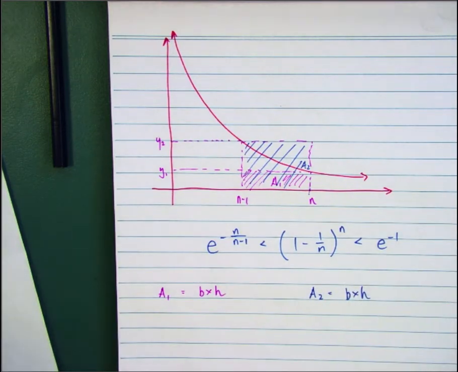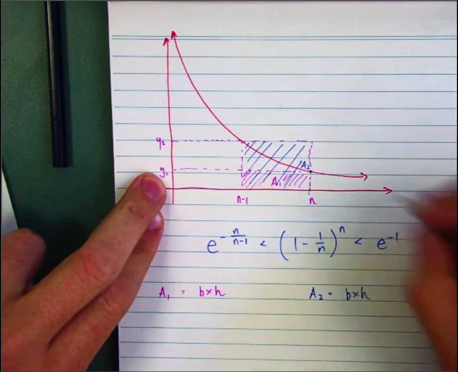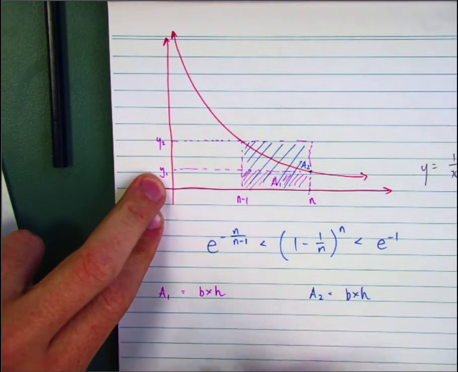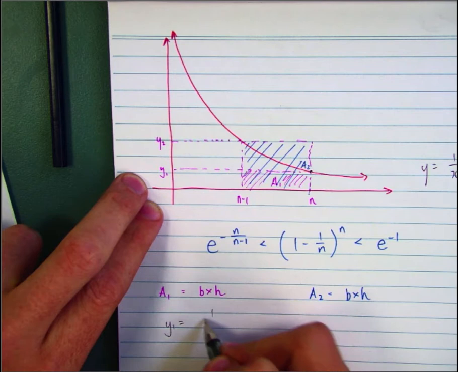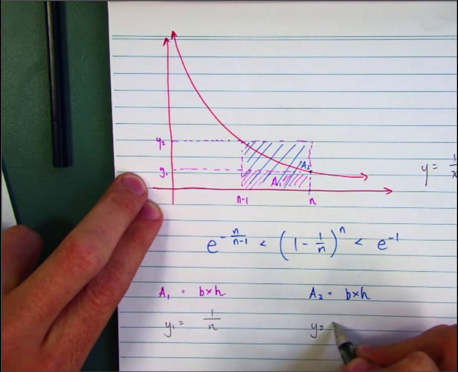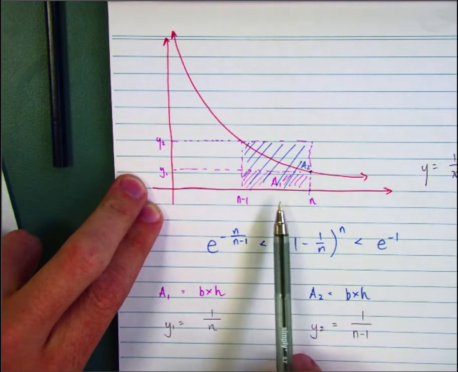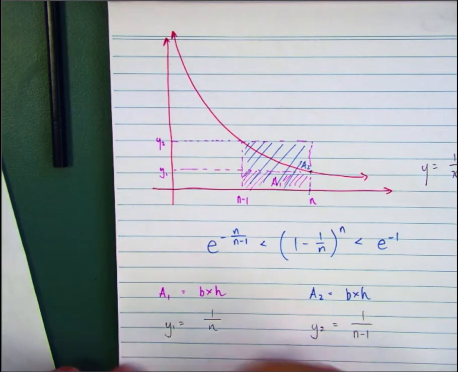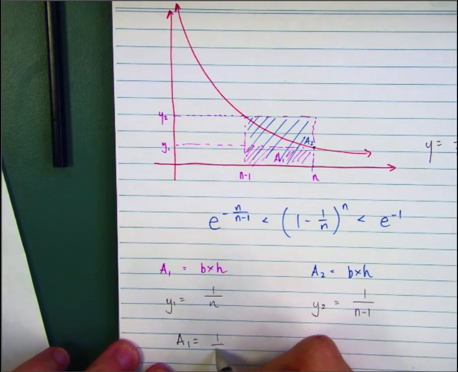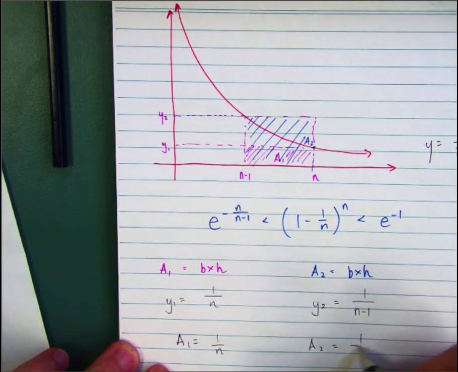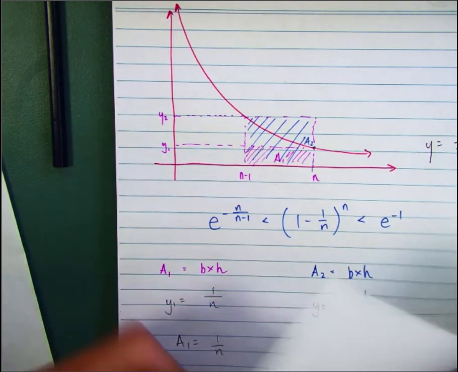I won't bore you with the details about the exact widths here, but that height, y1, if you like, remember that's the function y equals 1 on x, is simply going to be 1 over n, whereas here y2, the height, is going to be 1 over n minus 1. The distance between them is going to be 1, so that's nice and easy. It turns out that A1 just is 1 on n, and A2 is 1 over n minus 1. So, where that goes is basically to this.